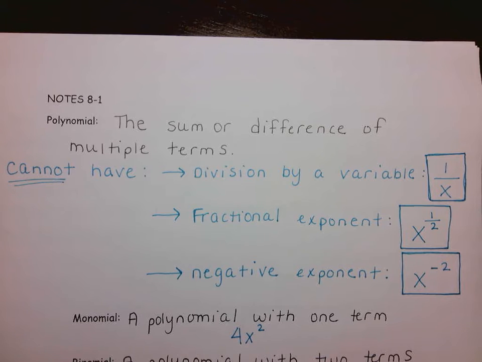A polynomial cannot have division by a variable, so in other words, the variable cannot be in the denominator, and a polynomial cannot have a fractional exponent or a negative exponent. So in other words, the exponents that are in polynomials must be positive whole numbers.